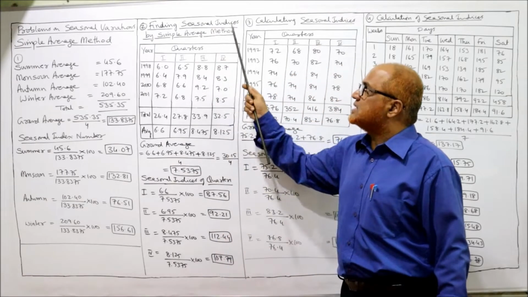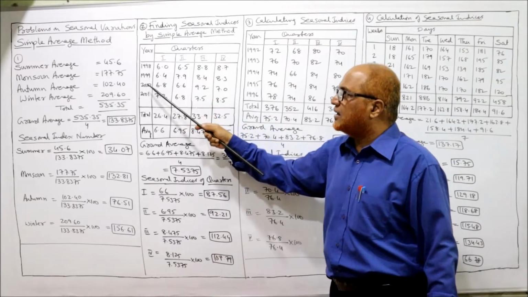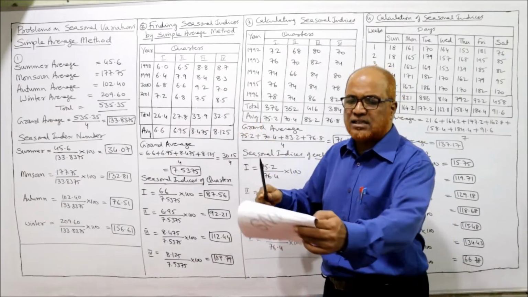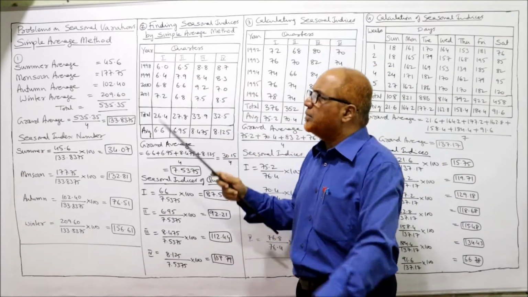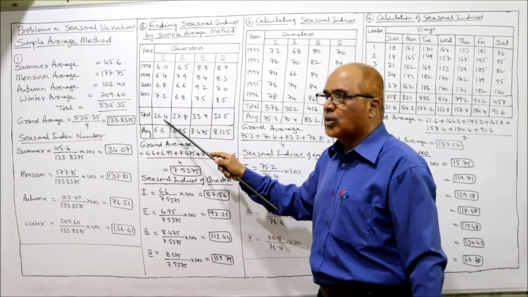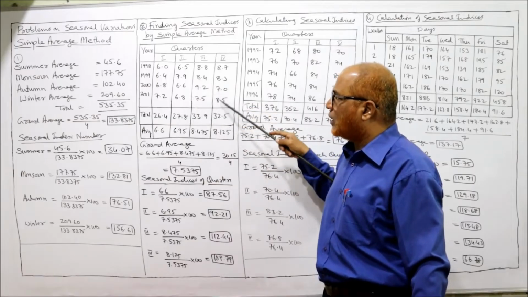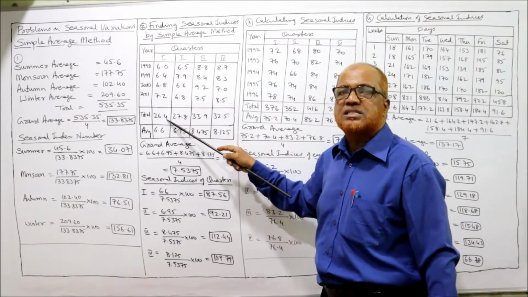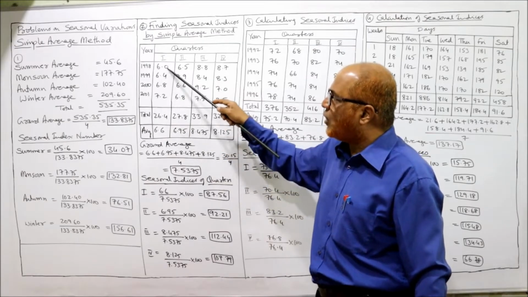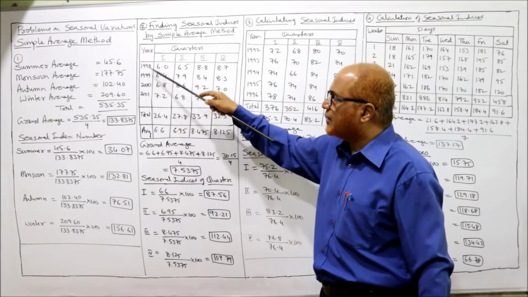Now, finding the seasonal indices by simple average method. Year 1998, 99, 2000, 2001, 4 years. Quarter 1, 2, 3, 4. As it is, whatever is given in the problem, same table I have prepared. I have calculated the total. Total of quarter 1, total of quarter 2, total of quarter 3, quarter 4. Then this total is divided by 4 because 26.4 is the total of how many values? 4 values. There are 4 values, 4 years are there.